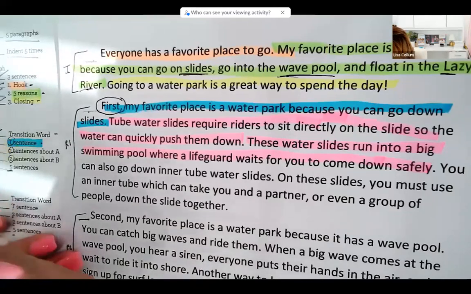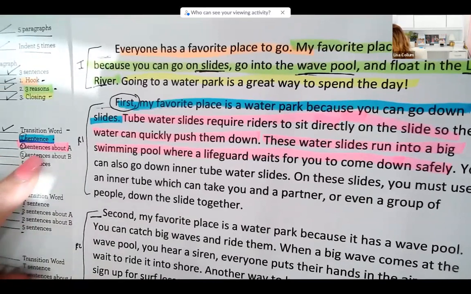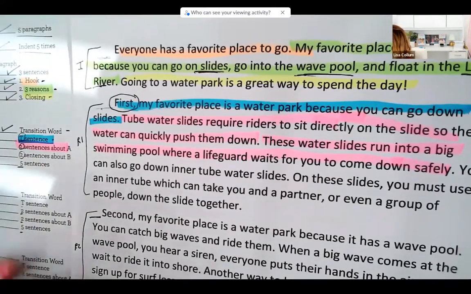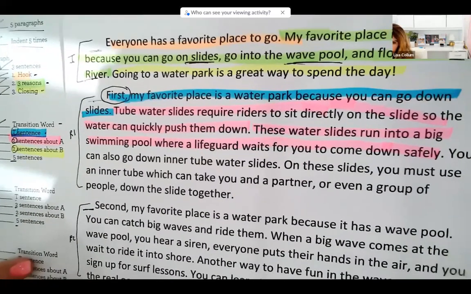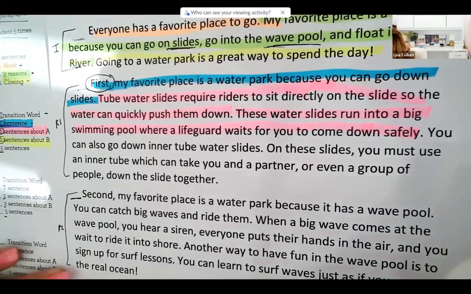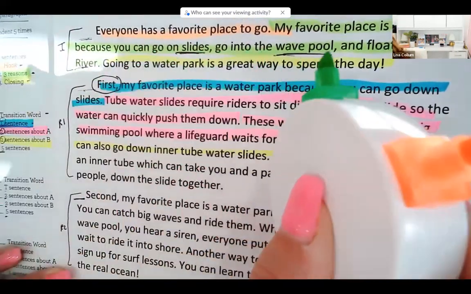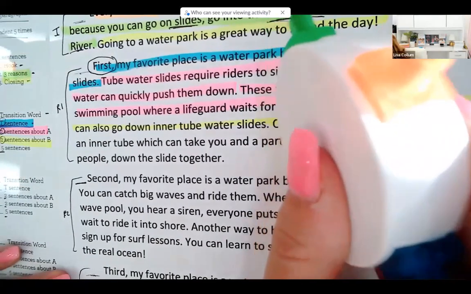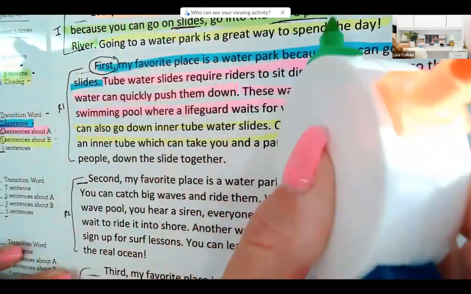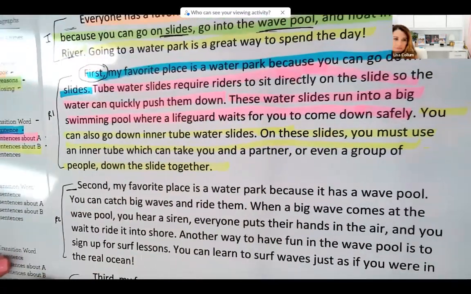Now I'd write 2 sentences about my B. I'm going to do 2 sentences about A in pink. I'm putting this over here in a little key here. I'm going to do my 2 sentences about B in yellow. My B is inner tube water slides. So here's my 2 sentences about B. You can also go down the inner tube water slides. That's 1. On these water slides, you must use an inner tube, which can take you and a partner or even a group of people down the slide together.